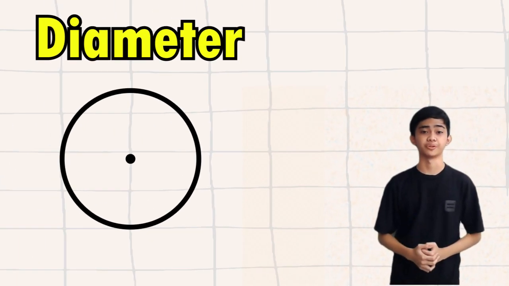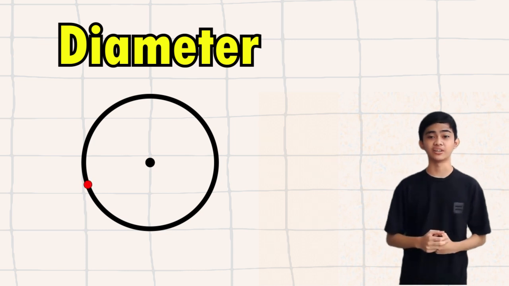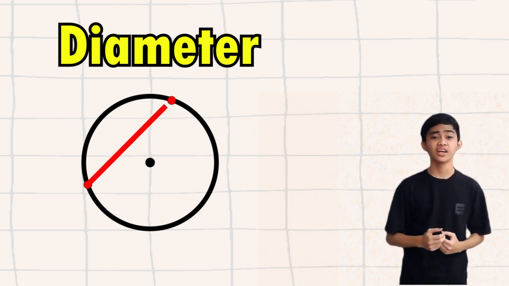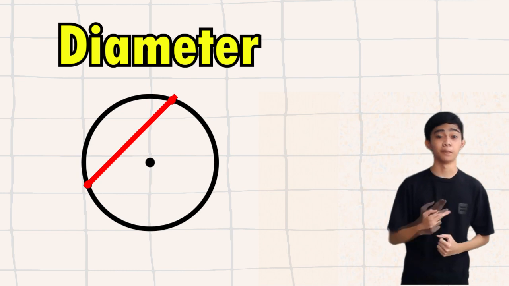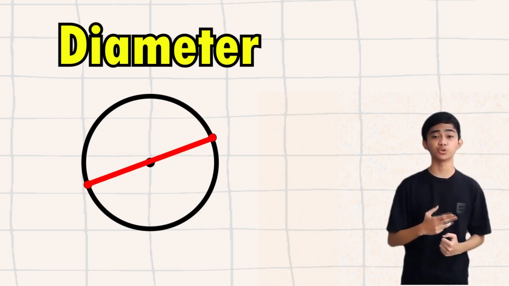Okay, first is the diameter. Diameter is basically the length of a line if you put an end of it on one side of the circle and the other at the other side of the circle. There's a twist. It must always go through the center of the circle.